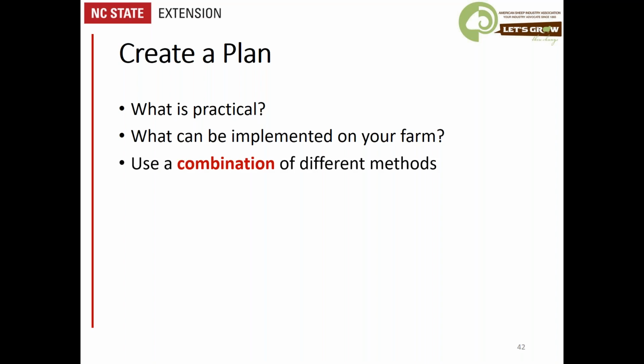Use a combination of different methods. This is not a one-tool-fits-all. There's no golden ticket. You can't just pick one of these and think it's going to work single-handedly. We need to think about using a combination, so multiple different tools and how those tools are going to work together.